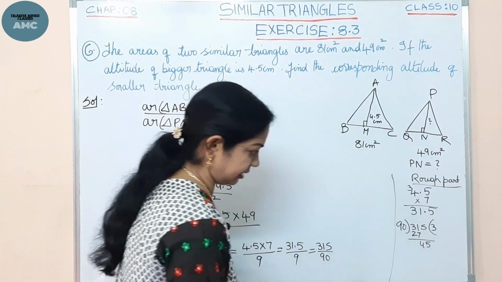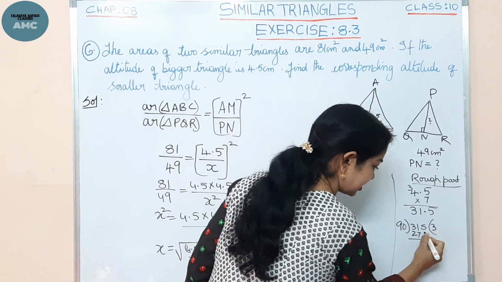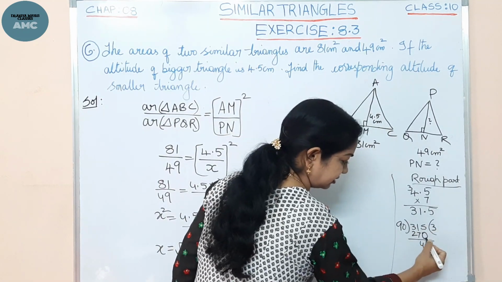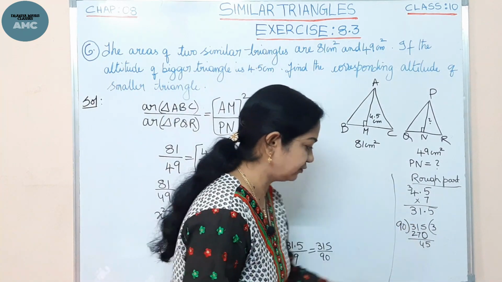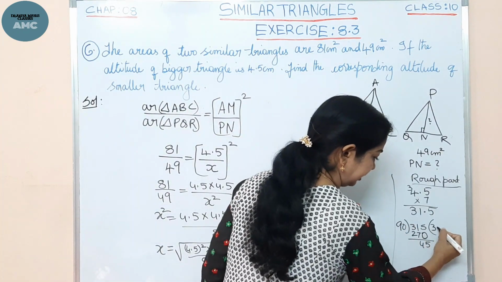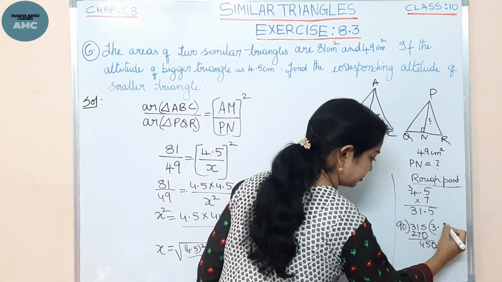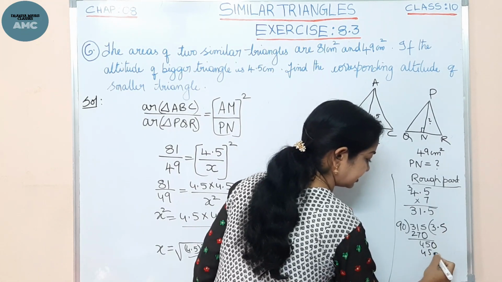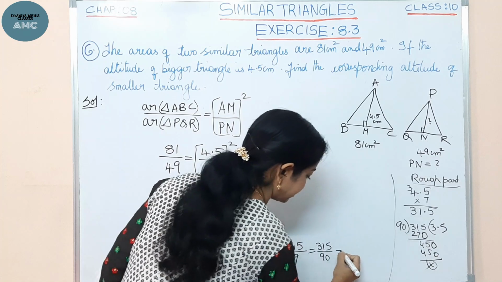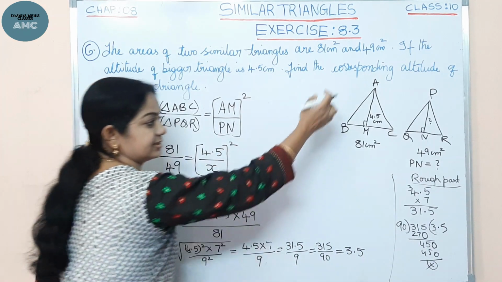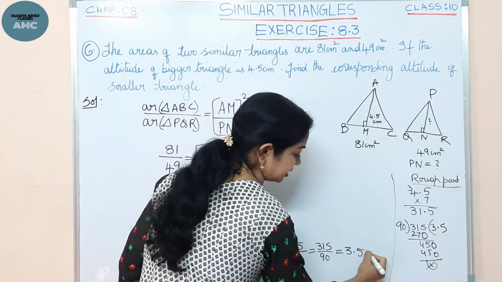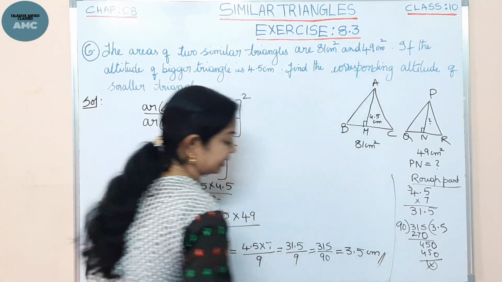Now we are going with 90, isn't it? 9 threes are 270. 5 and 4, isn't it? Now here we can keep a point here to take 0. So 9 fives are 45, 450. Exactly it goes. So this comes to 3.5. Now since it is x, that is the altitude, so that is in centimeters, the altitude.